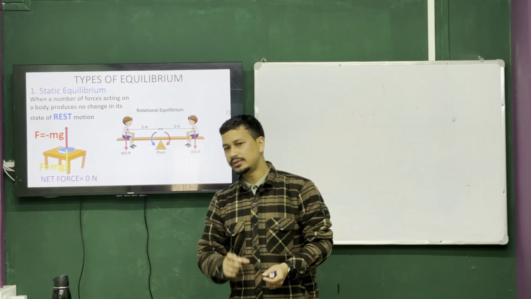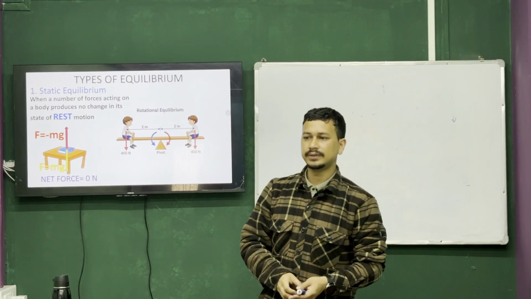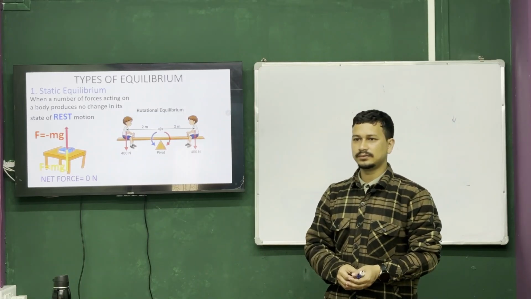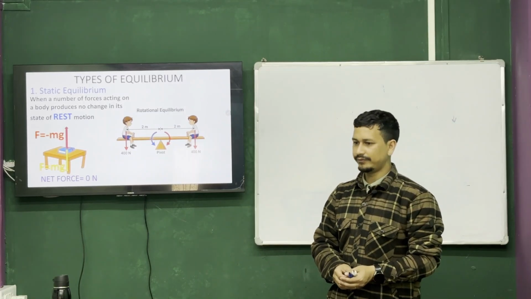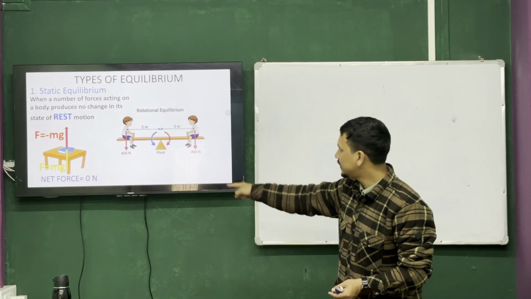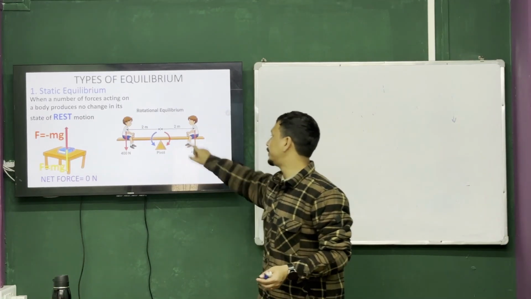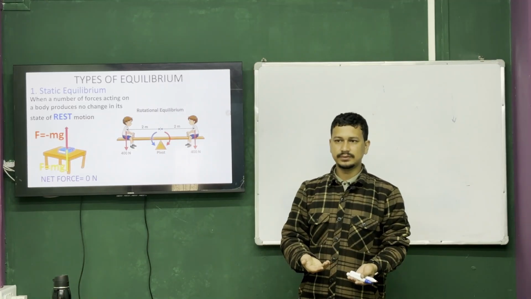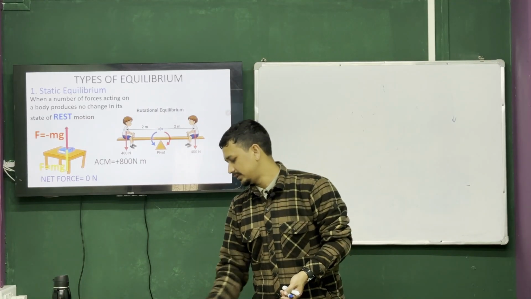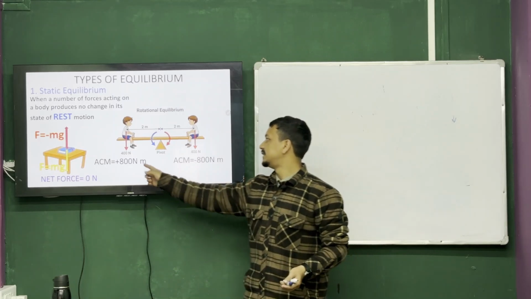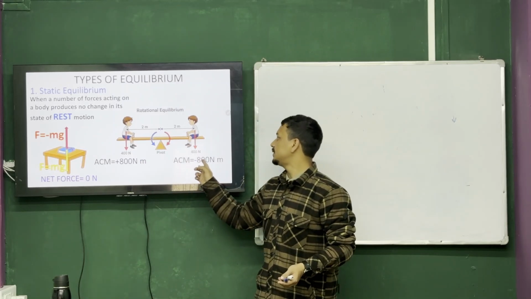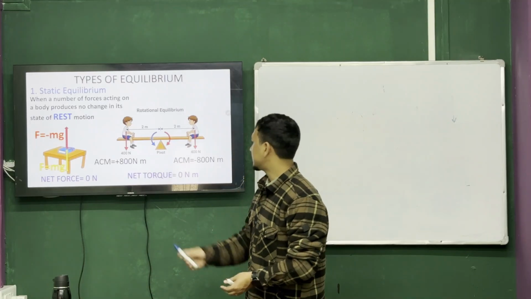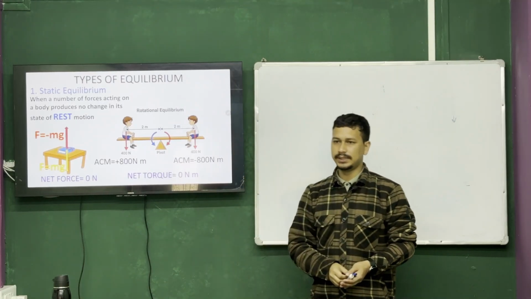800 Newton meter. Can you tell me whether it will be positive or negative? Positive. Counterclockwise, so it will be positive. And what about the torque produced by this person? Positive or negative? Negative. Okay. So this is the anti-clockwise moment, clockwise moment, positive and negative. So if you add them, what do you get? Net torque will again be 0.